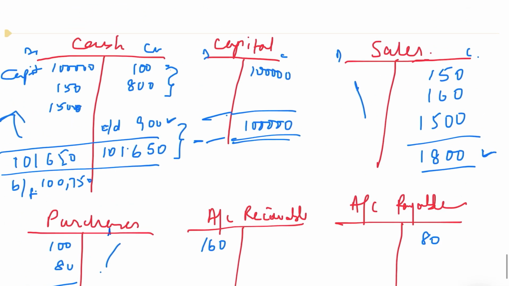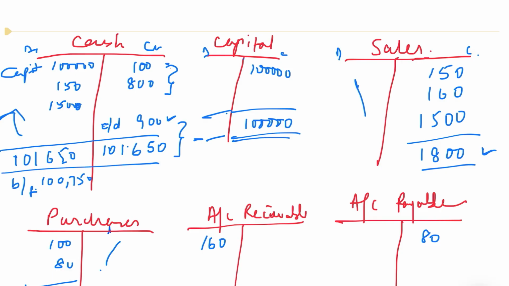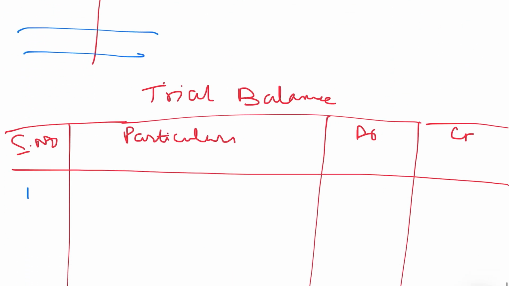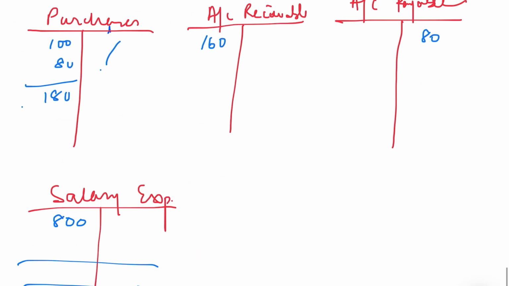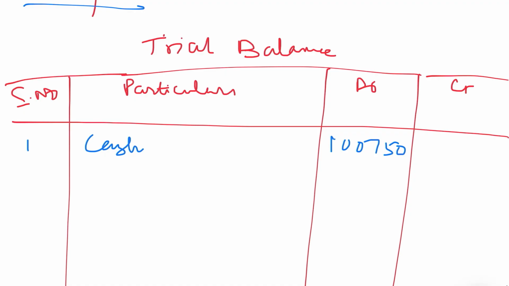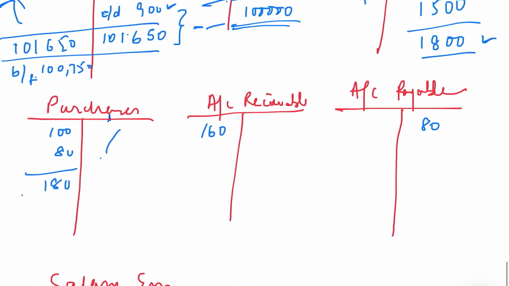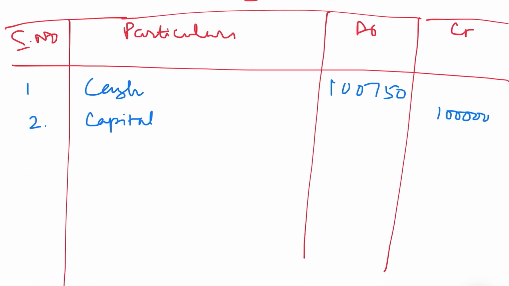How will we record the trial balance? Now how to put the values on the trial balance? The first ledger is cash, right? So the cash balance is 100750, right? You have to tally the amounts, 100750. Then we have capital, which is on the credit side, 1 lakh. Then we have sales 1800.